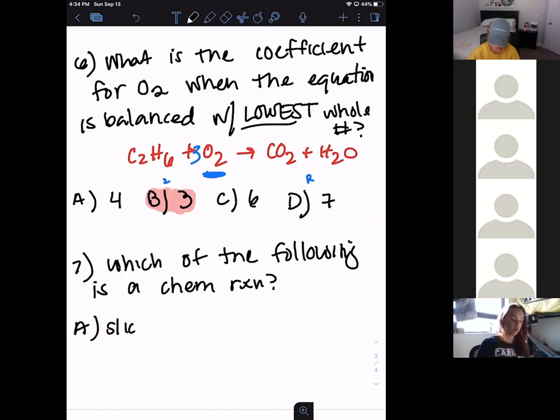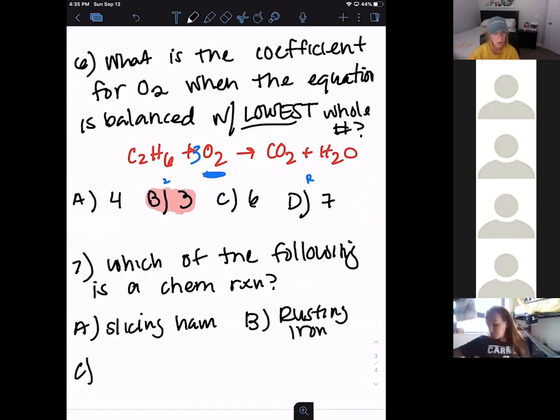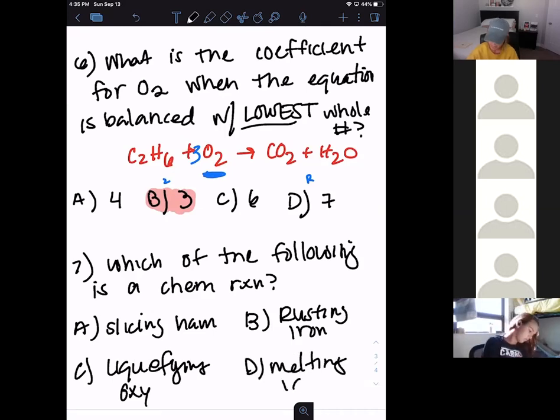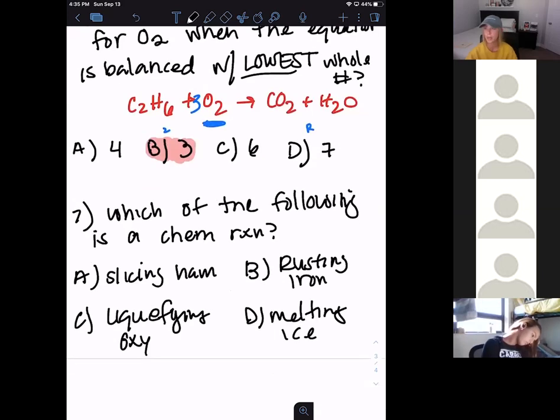A, slicing ham. B, rusting of iron. If you don't already know the answer, talk with me. It's actually just a really weird word to spell. Liquefying oxygen, that's really weird. This only should get you in 2, there should only be 2 options in here that you might think about. I can tell you right now, it shouldn't be this and it shouldn't be this. What are those doing?